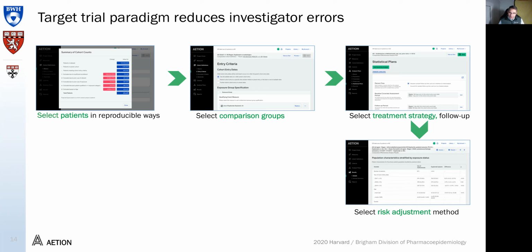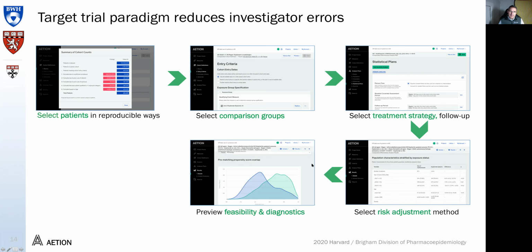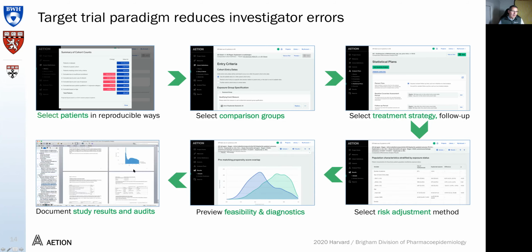Do you want to do propensity score matching? Do we want to do regression modeling to overcome the lack of baseline randomization? We do feasibility analyses and diagnostics. Do we think we can come to valid conclusions given the diagnostic feasibility? And then we run the analysis. We get a comprehensive report of all that we have done.